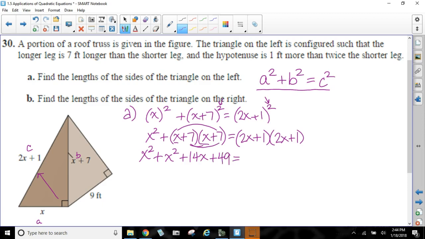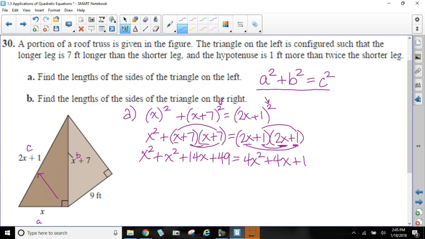We're going to FOIL out over there on the right-hand side as well. Now when I multiply first times first, 2x times 2x is 4x squared. The outer times the outer is 2x. When I combine that with inner times inner of another 2x, that is a total of 4x. And then last times last is 1.